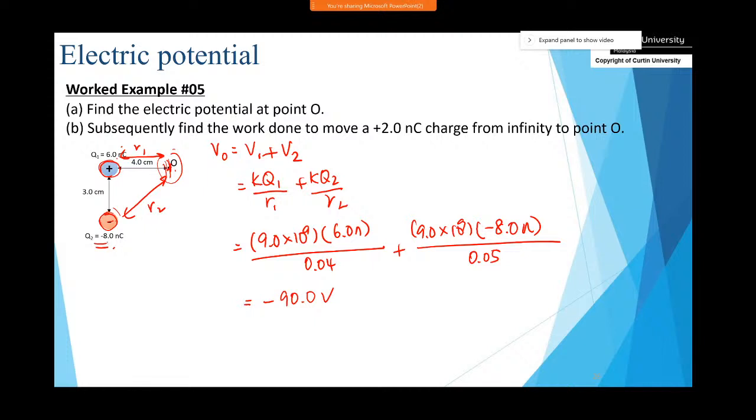Your negative charge has higher charge, which is 8 nano. The positive charge is only 6. So if you stand here, definitely the negative charge will have higher influence on the point as compared to the positive charge. Subsequently, part B, find the work done to move a 2 nanocoulomb charge from infinity to point O.